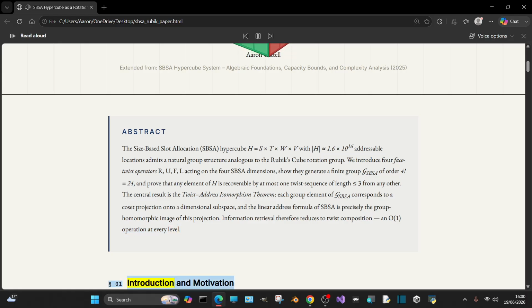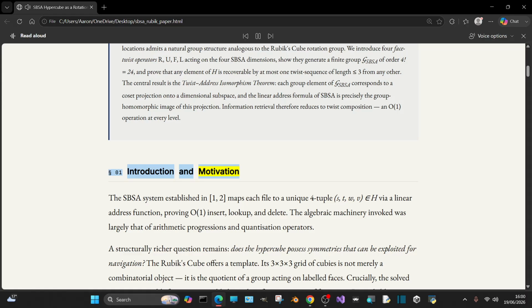Section 01, Introduction and Motivation. The SBSA system established in [1, 2] maps each file to a unique 4-tuple S, T, W, V, a member of H, via a linear address function, proving O(1) insert, lookup, and delete. The algebraic machinery invoked was largely that of arithmetic progressions and quantization operators. A structurally richer question remains: does the hypercube possess symmetries that can be exploited for navigation?